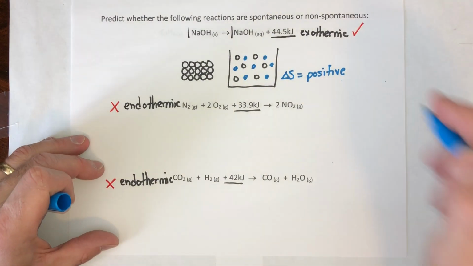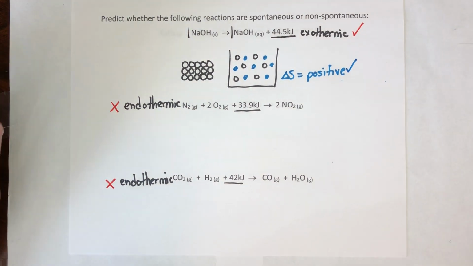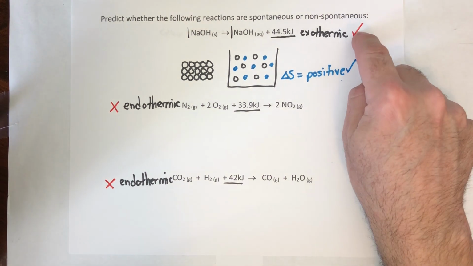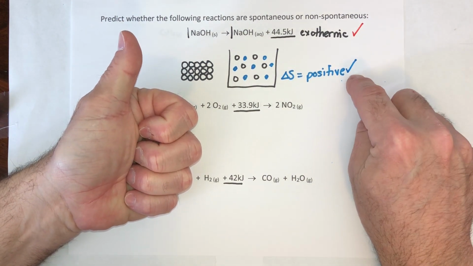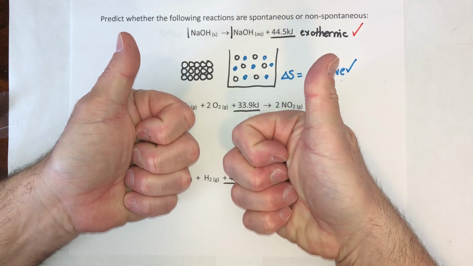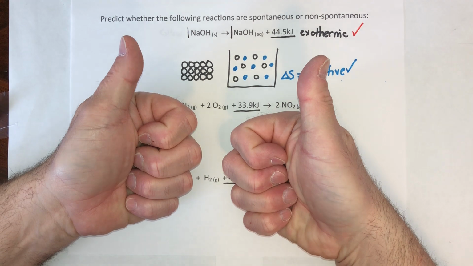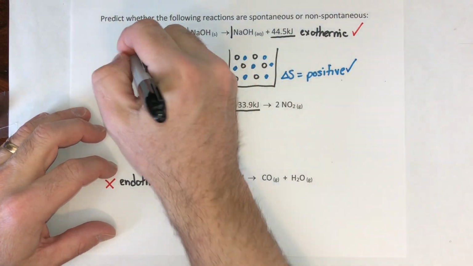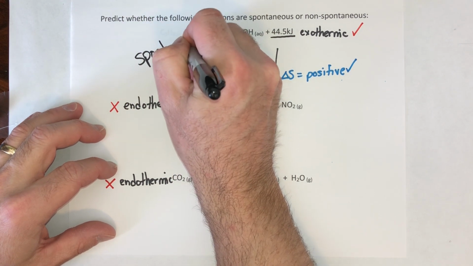So this is going to be another vote for spontaneous. Now, there's only two votes, right? There's two people voting in this election. First one says, yay, spontaneous. The second one says, yay, spontaneous. And so if they both vote for spontaneous, then spontaneous wins. So this first reaction here will be spontaneous.